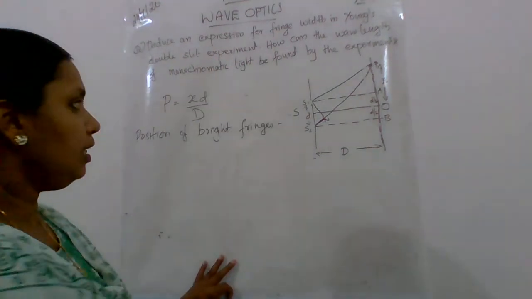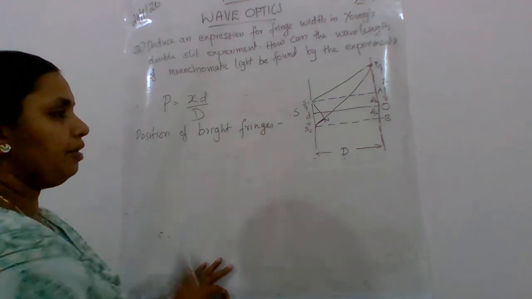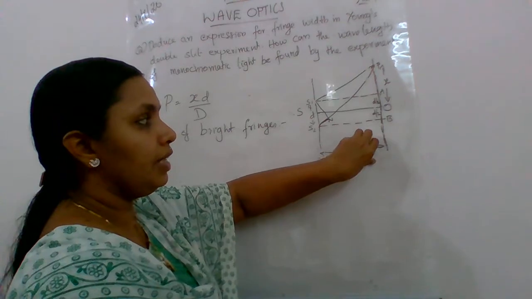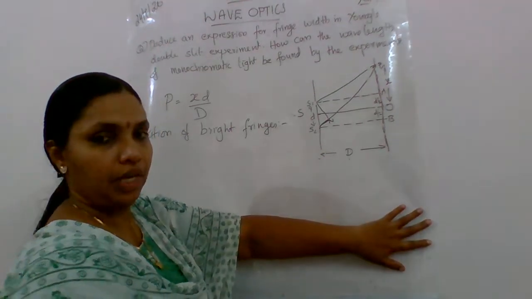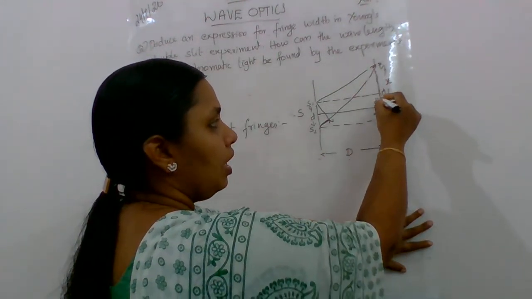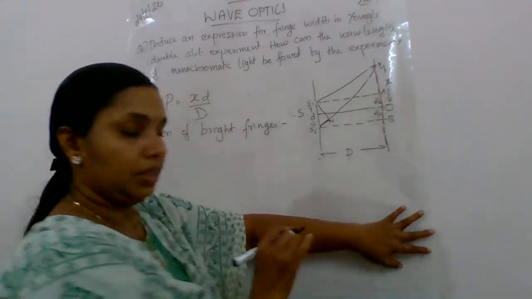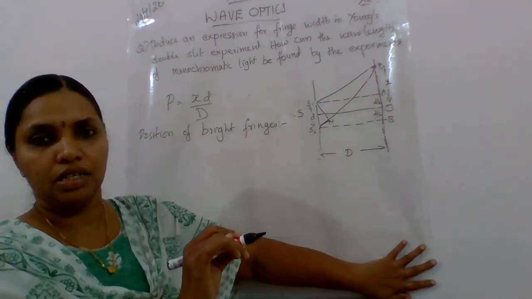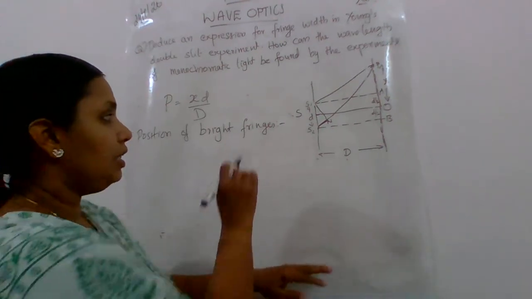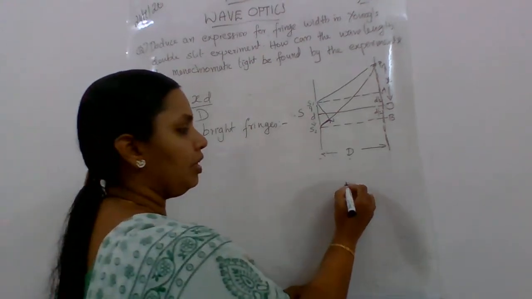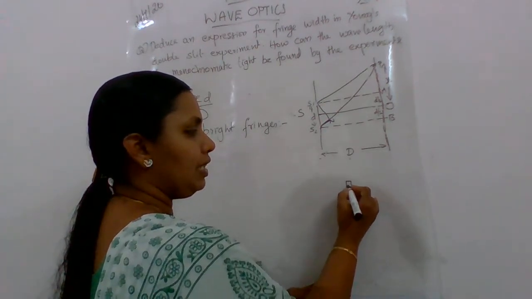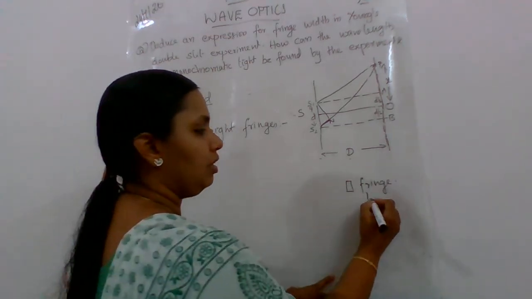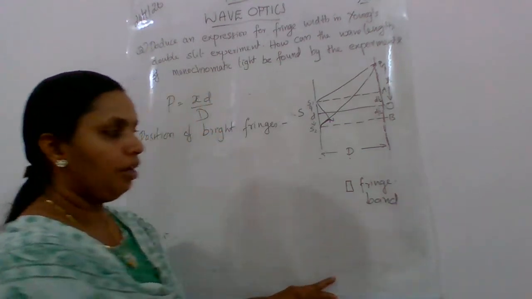So next we can see what is the position of bright fringes, that is, from the center, at which points on the screen we will get the bright fringes. That is where the light waves, after constructive interference, fall. That region will be bright, and this is known as a fringe, or band.